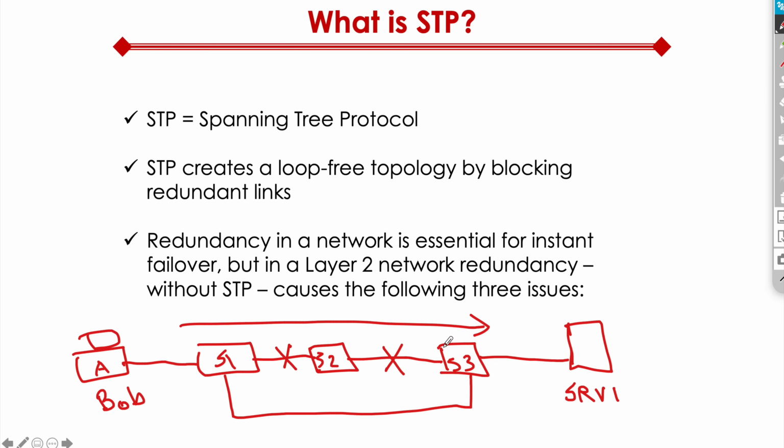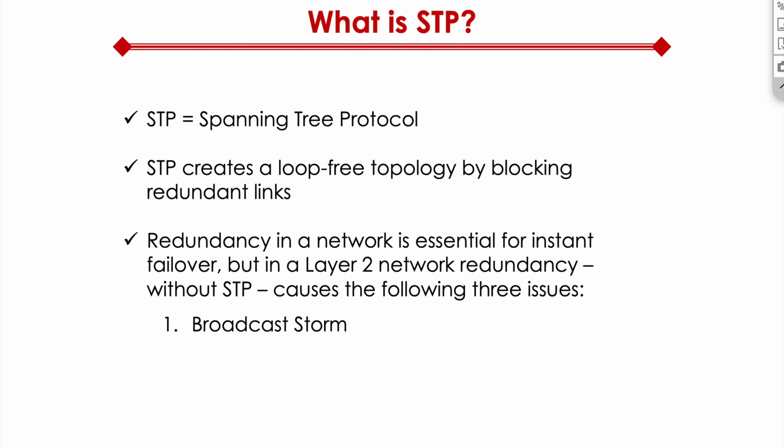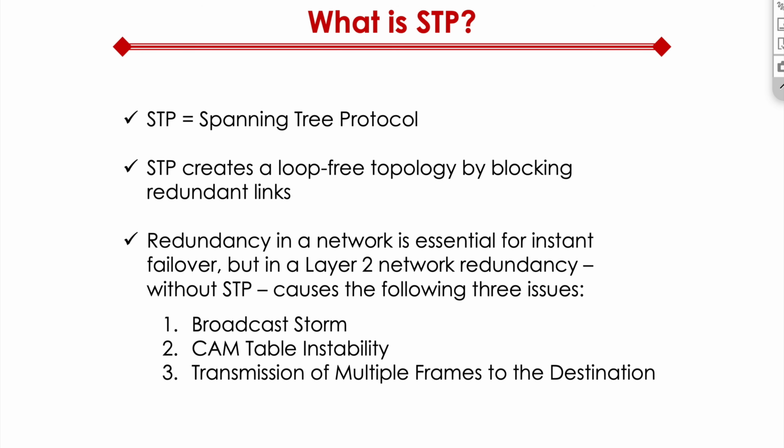But the issue is that when we do this type of redundancy in a layer 2 network without running Spanning-Tree Protocol, we run into some major issues. And there are 3 big issues that I would like to bring to your attention. Issue number 1, broadcast storm. Issue number 2, CAM table instability. Issue number 3, transmission of multiple frames to the destination. Well, what does that mean? Let me explain on the next slide.